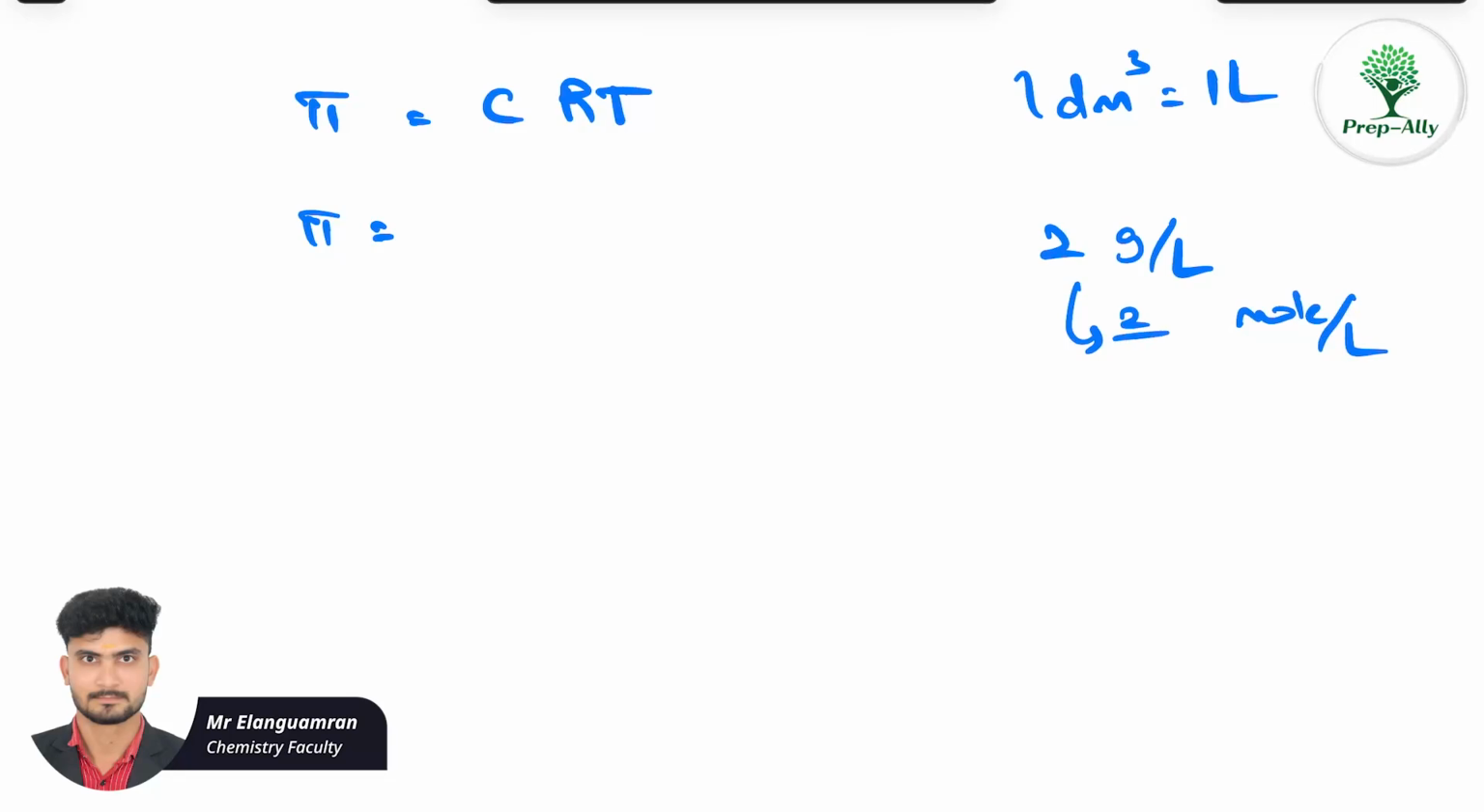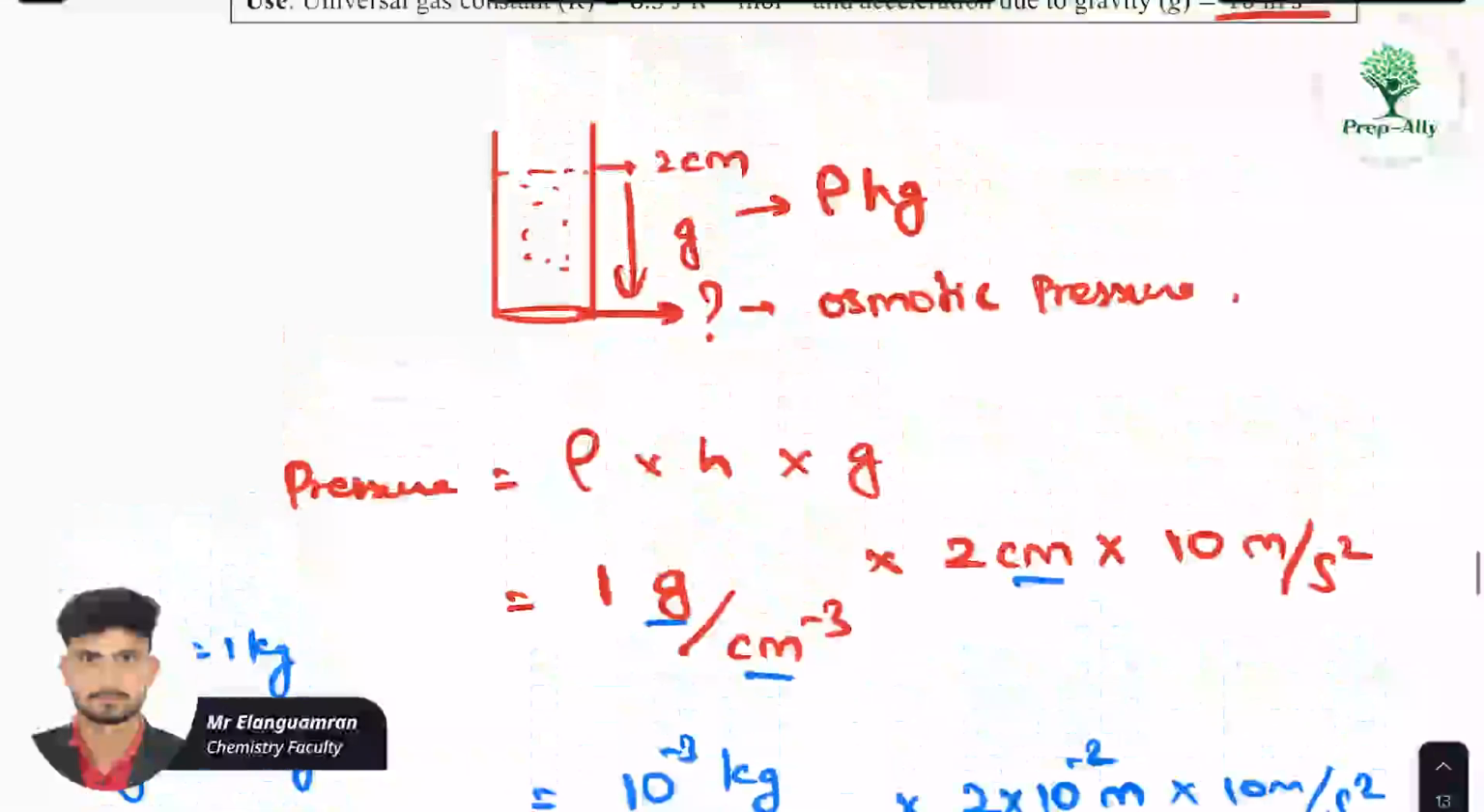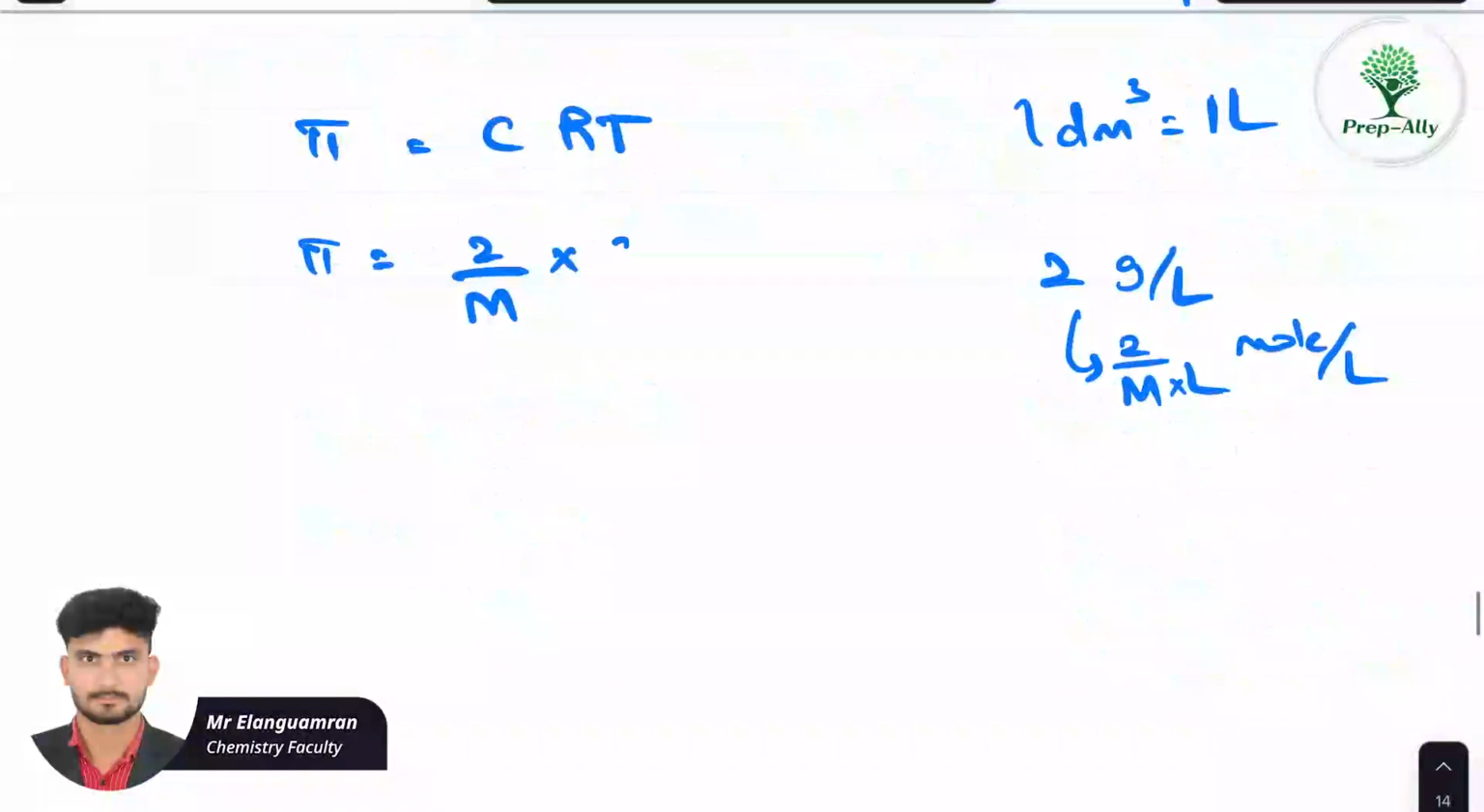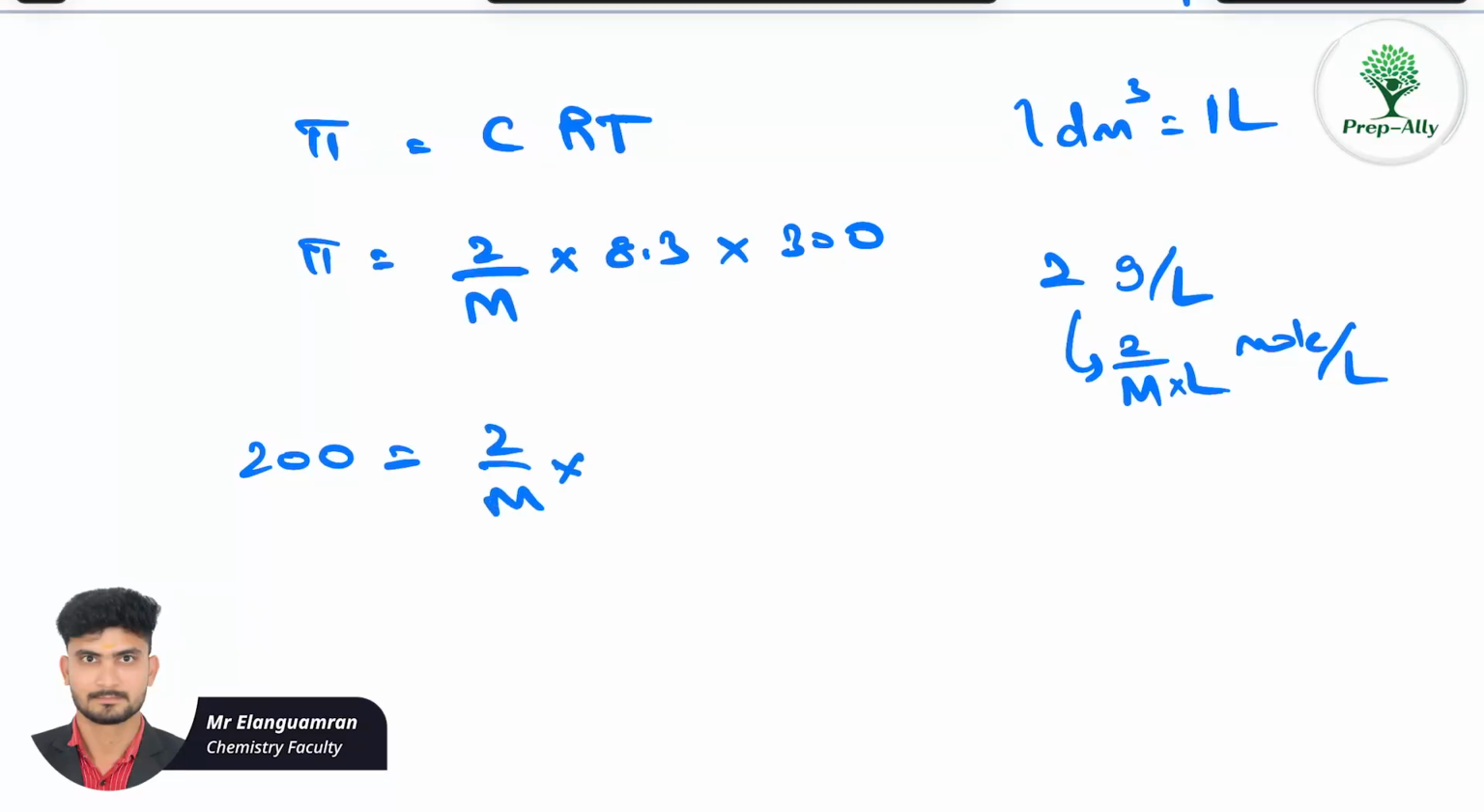So I know that given mass by molar mass is going to give you the moles. So given mass by molar mass, I can take it as m, and liter, that I'm just leaving it. Anyway, 1 liter. So I can write this as 2 by m into 8.3 into temperature 300. So pi is going to be 200 that we already found, and 200 is equal to 2 by m into 8.3, into 300.